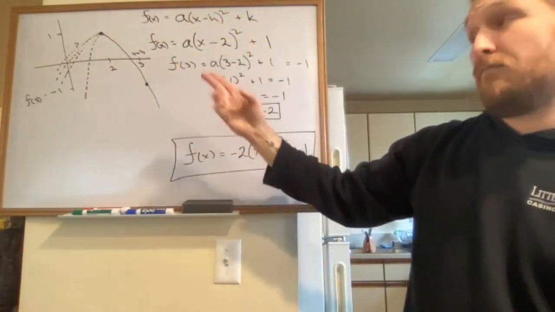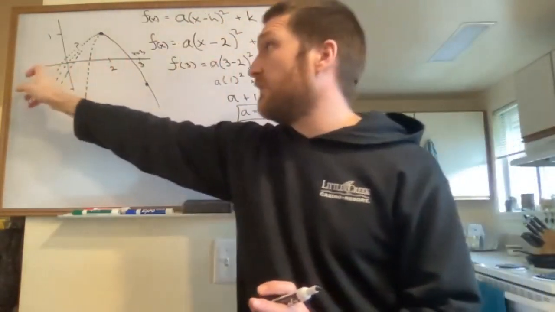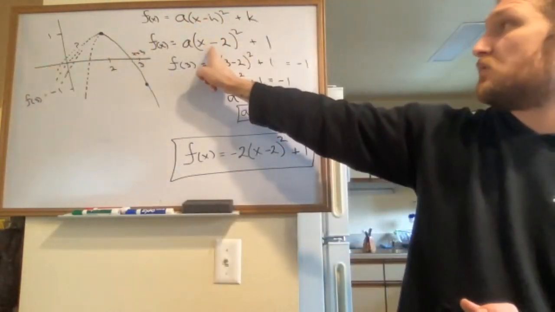And so another thing, if it were over here, if it were -2, we'd have to have a +2 in here.